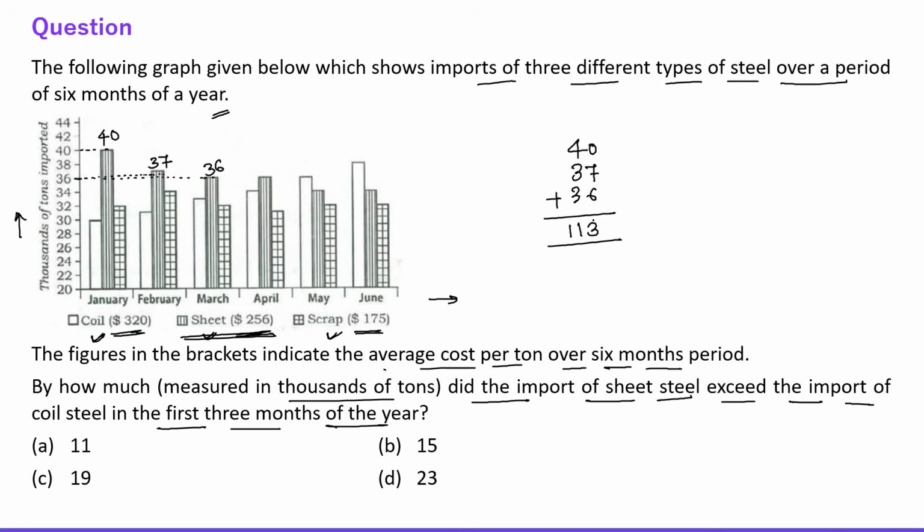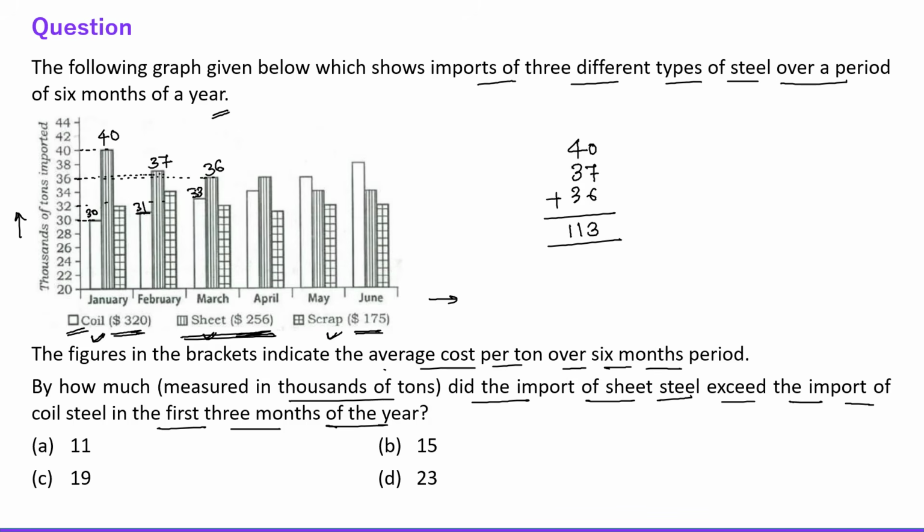And after that what? Coil steel. Let's talk about the coil steel also. Coil steel is this one. So for the first month, for January, it is 30. It is very clear. For February, it is more than 30 but less than 32. Right, it is less than 32. So this time it was 31. And in March, it is more than 32, I guess. Yeah, it is more than 32 and less than 34. So this is 33.